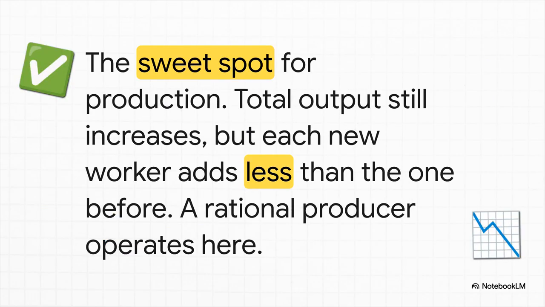Then you hit stage two, diminishing returns. And this is the sweet spot, really. Your total output is still going up, but that fixed kitchen of yours is starting to feel a little crowded. Each new worker still helps, yeah, but they're contributing just a little bit less than the person who came before them. Your efficiency is starting to decline.